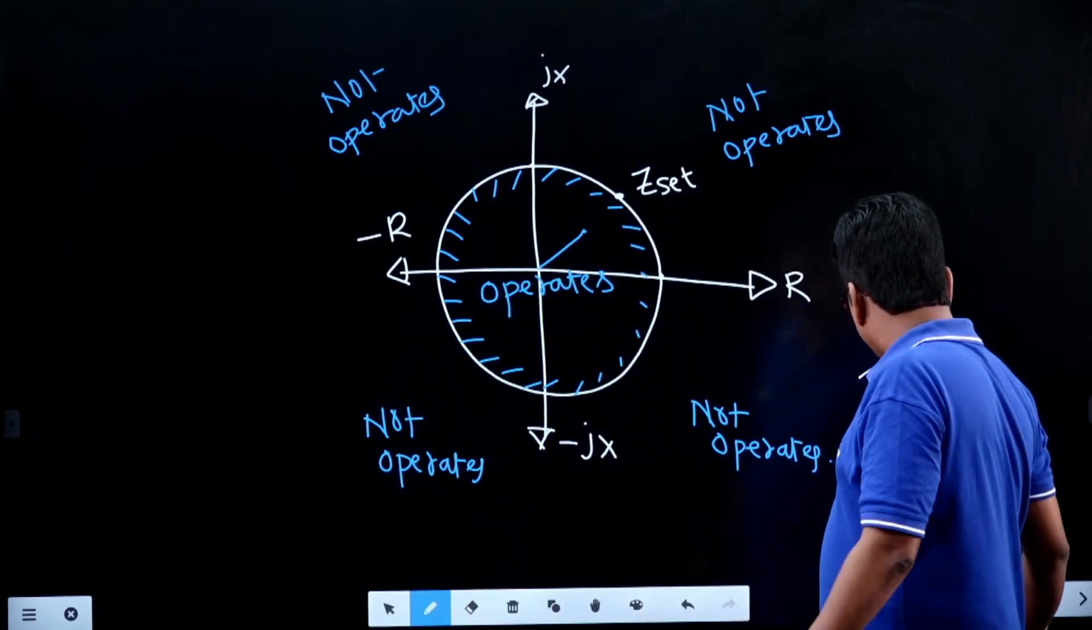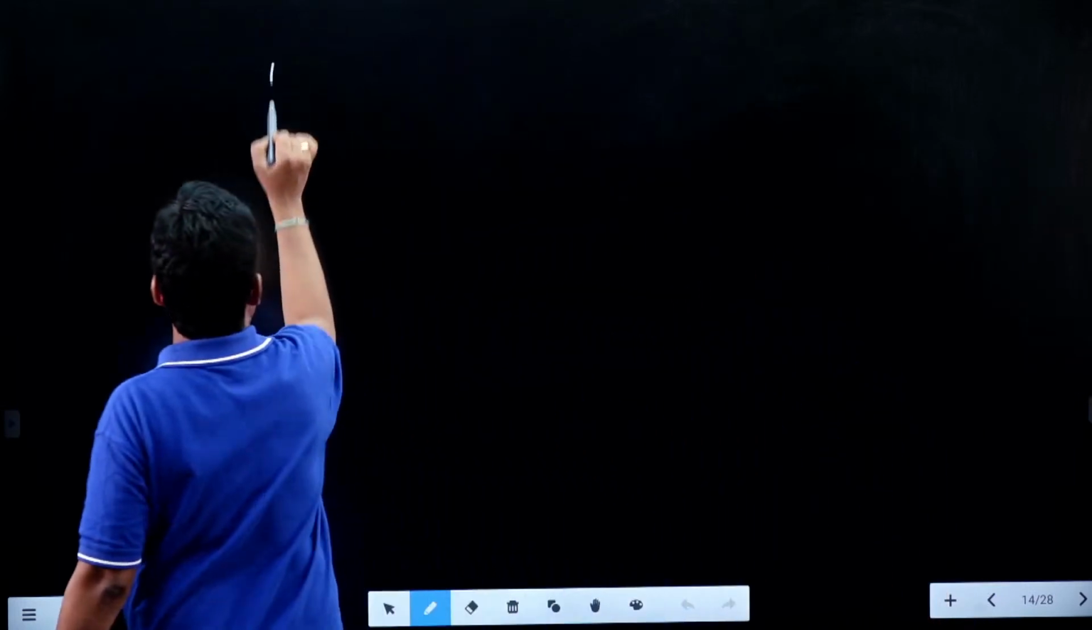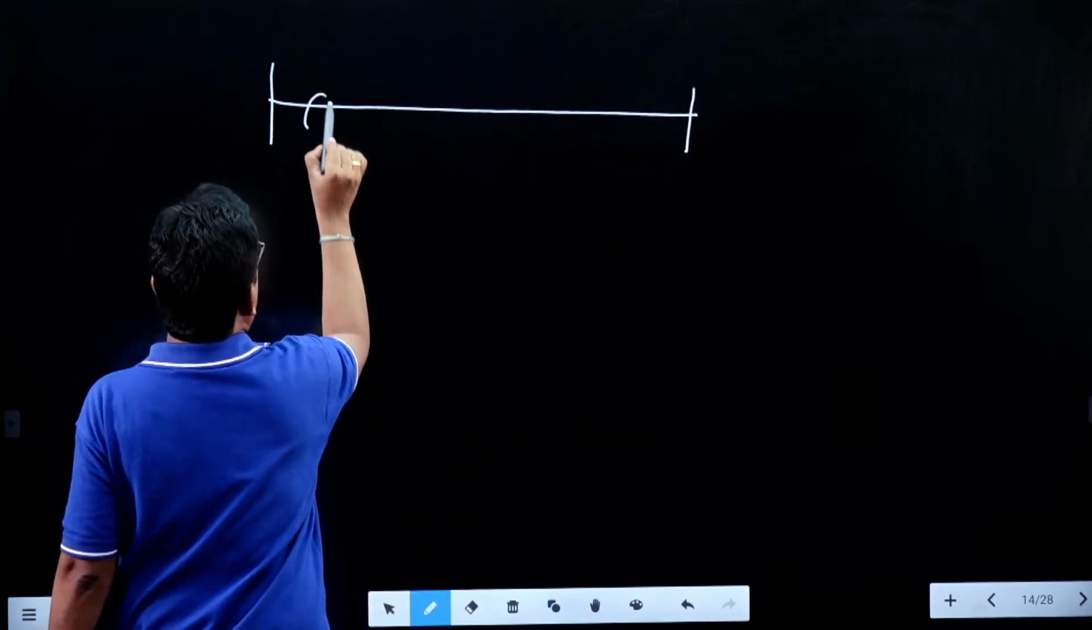Now listen, everybody. We are having a transmission line. Suppose this is the transmission line we are having. For this transmission line, we are having the relay here.